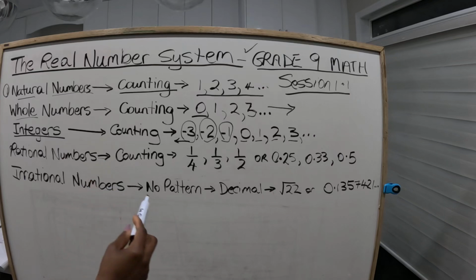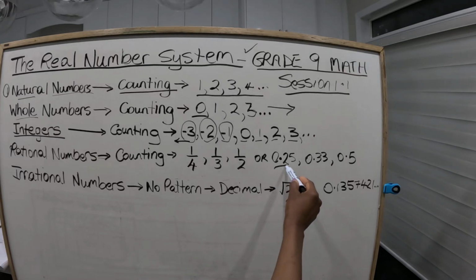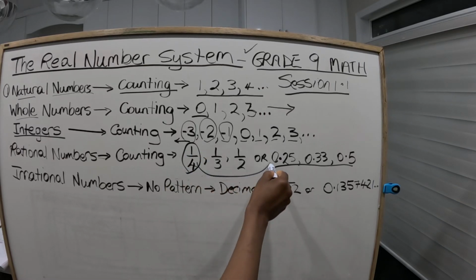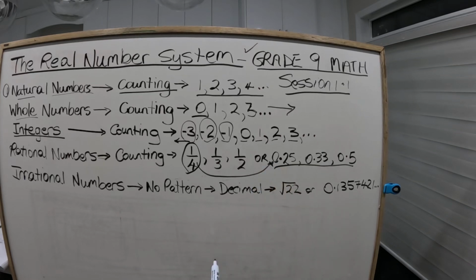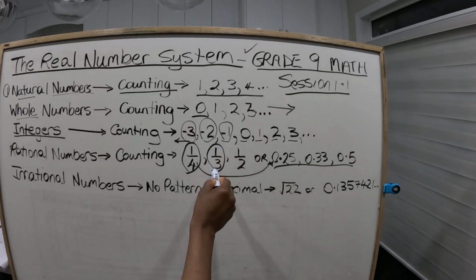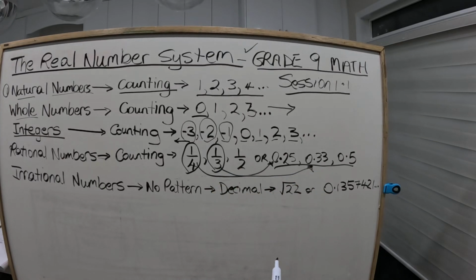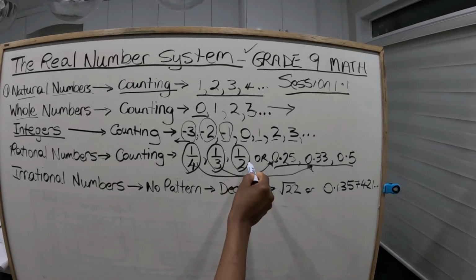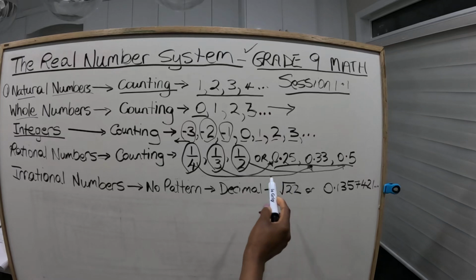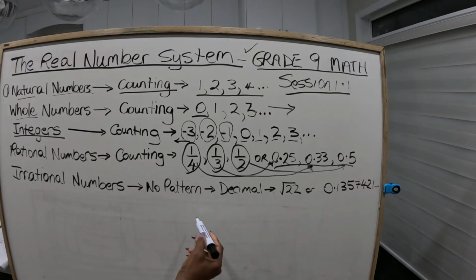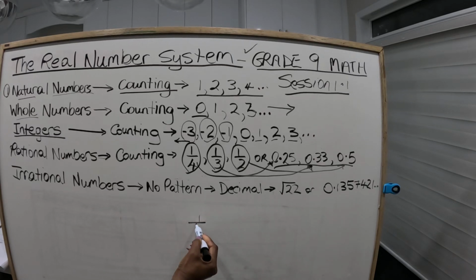What are rational numbers? Rational numbers are any number that can be expressed as a fraction or a decimal. So a quarter is the same as 0.025. Okay? A third is the same as 0.33. And a half is the same as 0.05. And how do you get a half, a third, and a quarter? It's the same as taking, for example, a quarter.